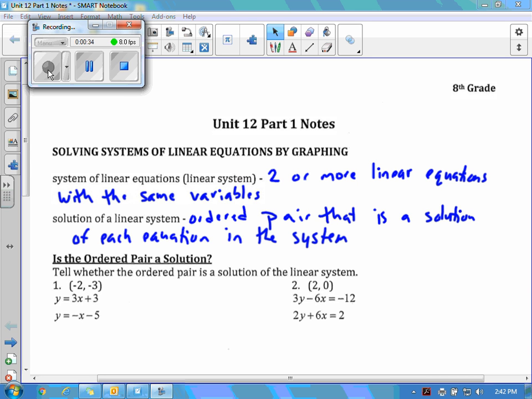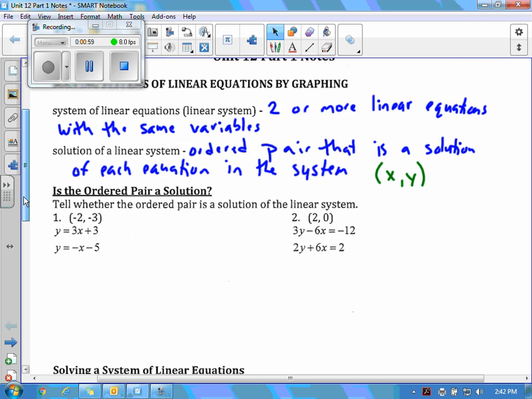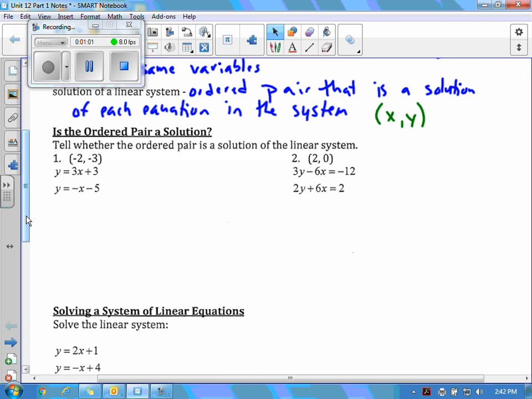So a system of linear equations is two or more linear equations with the same variables. So two or more equations, but they have to have the same variables. The solution of a linear system is the ordered pair that is the solution of each equation in the system. When we say ordered pair, we're talking about x, y coordinates. If you think about it, it makes sense because we're going to have two variables, so we'll have an x and a y.